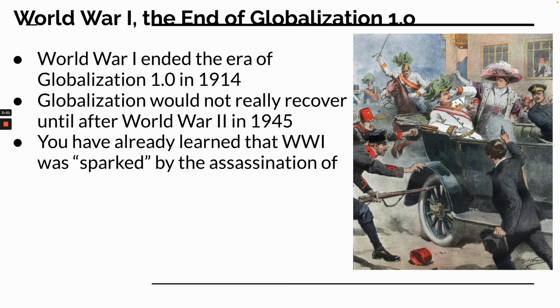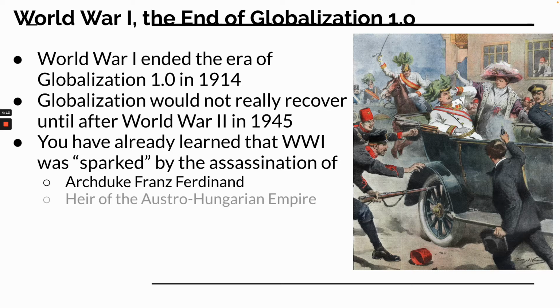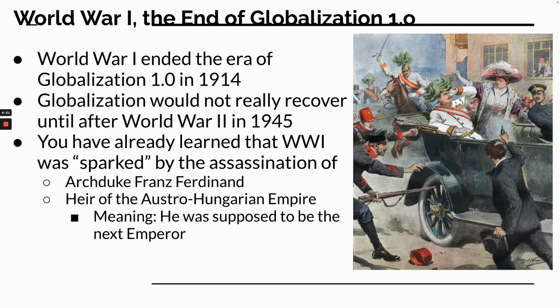And you've already learned that the spark that set off World War I was an assassination. An assassination that, if it had not been real and if it had not been ultimately successful, would have looked like a Three Stooges comedy sketch. But it was successful. Archduke Franz Ferdinand was killed, and his death matters because he was the heir to the Austro-Hungarian Empire. And when we say he was the heir, that means he was supposed to be the guy who would be in charge of Austria-Hungary next. And when Franz Joseph died, he was supposed to take over.